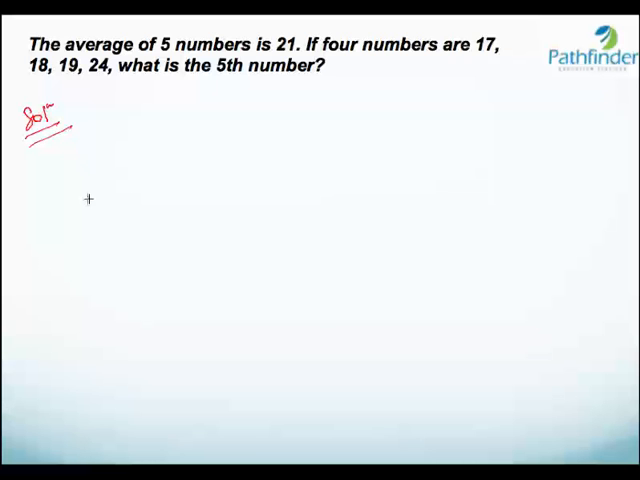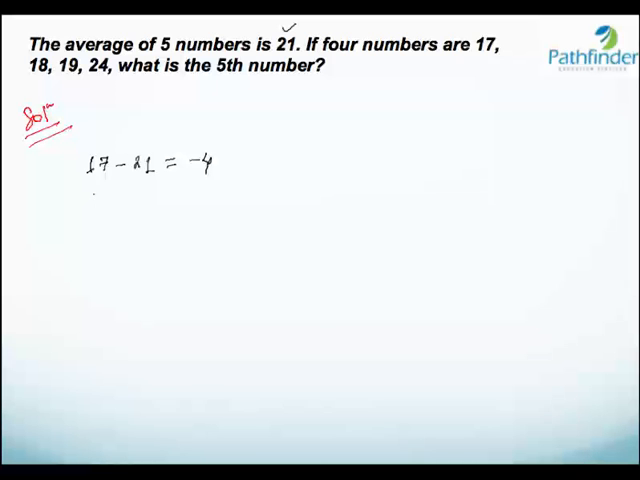And to solve the question by using deviation method, you should orally be able to calculate the deviations. Here, I will not calculate it orally. I will write it down so that you can understand the method very well. So the four numbers are 17, 18, 19 and 24 and their average is known to us as 21. What is the deviation at 17? So the deviation at 17 is 17 minus 21, that is minus 4.